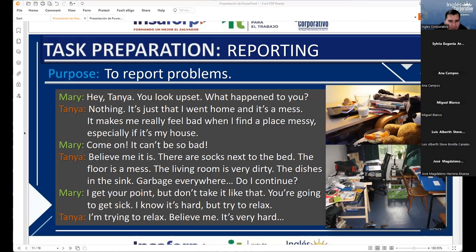Hey, Tanya, you look upset. What happened to you? Nothing. It's just that I went home and it's a mess. It makes me really bad when I find a place messy, especially if it is my house. Come on, it can't be so bad. Believe me, it is. There are socks next to the bed. The floor is a mess. The living room is very dirty. The dishes in the sink, garbage everywhere. Do I continue? I get your point, but don't take it like that. You're gonna get sick. I know it's hard, but try to relax. I'm trying to relax. Believe me, it's very hard.